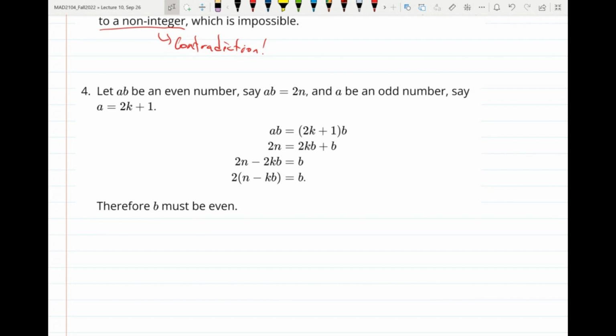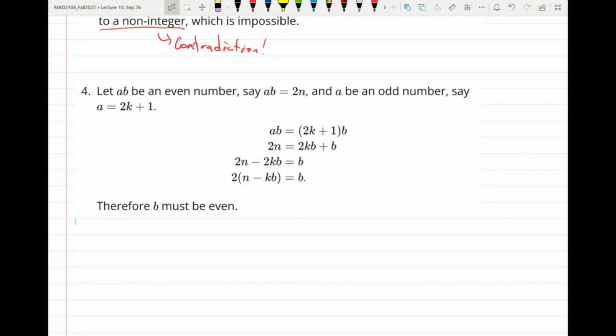It's odd. Because any number is either even or odd. Okay? If it's even, we're done. If it's not even, which is this case, let's see what's going to happen. Okay? So far so good. All right, so AB is even, that's 2n. A is 2k plus 1 because it's odd. Our job is to see what happens with B.